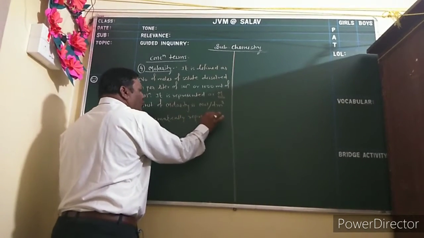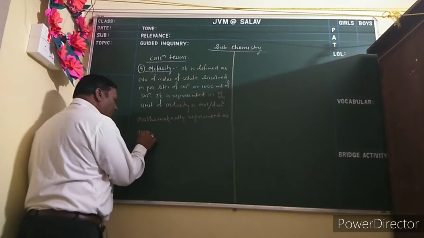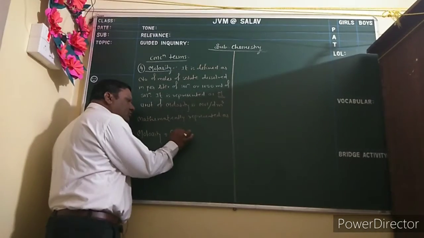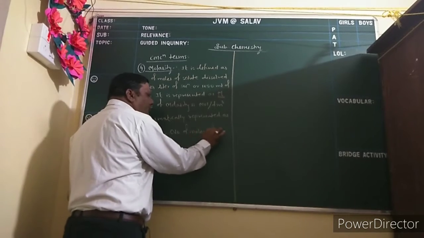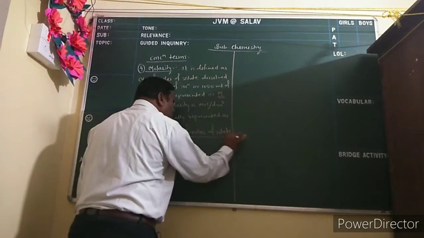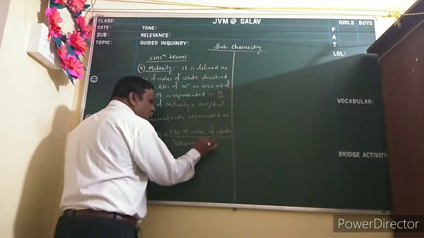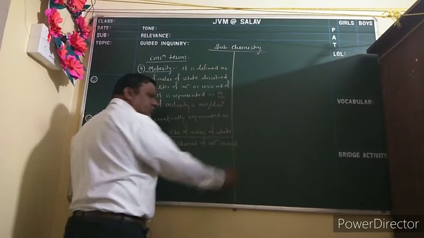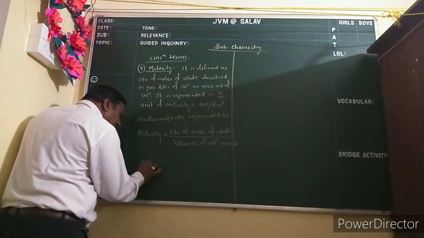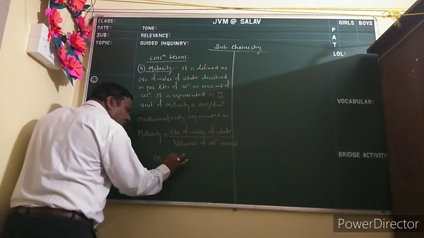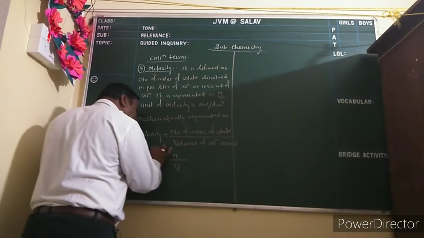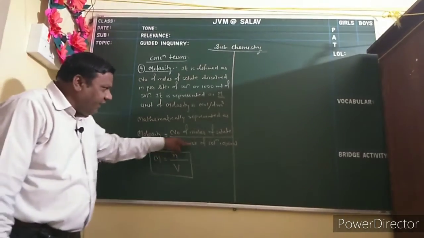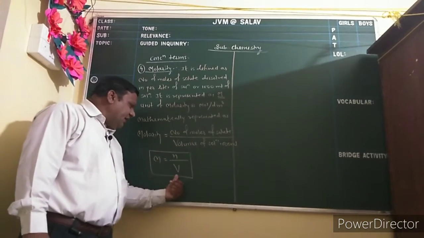Now mathematically it is represented as: molarity equals, what will it be, number of moles of solute upon volume of solution in 1000 ml, and it is also represented as capital M is equal to small n upon capital V. Small n indicates the number of moles, V indicates the volume of solution, and capital M indicates molarity.